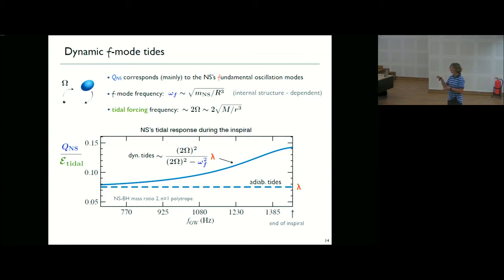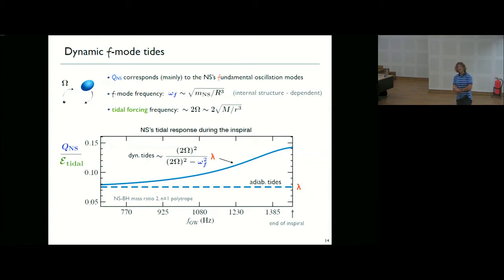And the tidal forcing frequency in a binary is roughly twice the orbital frequency, because basically E_ij was always N_ij, an STF tensor, and N_ij was cosine phi, sine phi. So the tidal field is proportional to 2 times the orbital phase, so the frequency is 2 omega. And that is typically much lower than the F-mode frequency. So that was our argument for first considering the adiabatic limit.